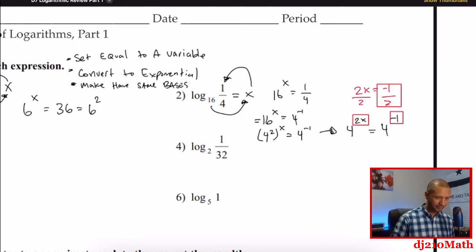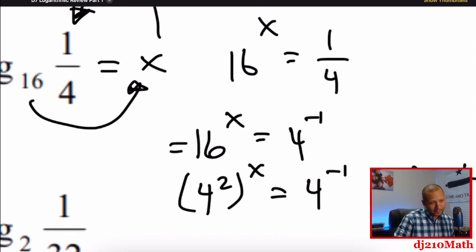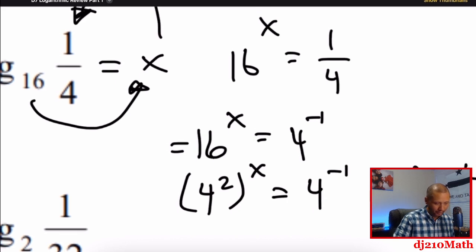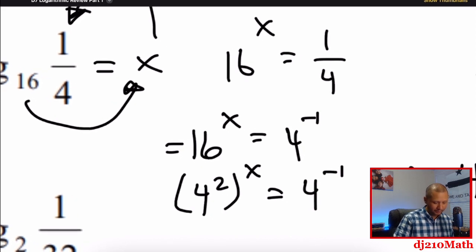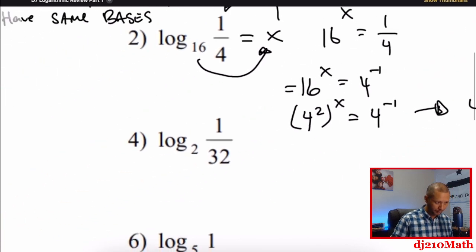So negative 1/2. Now, could you have seen that? The question is, can you see that from the beginning, given 16 to the x power? Some people can. I'm going to assume that you don't see it, so I'll show you how to work through it.